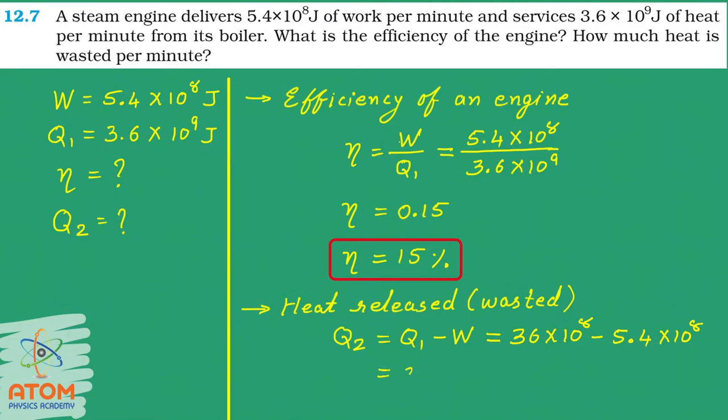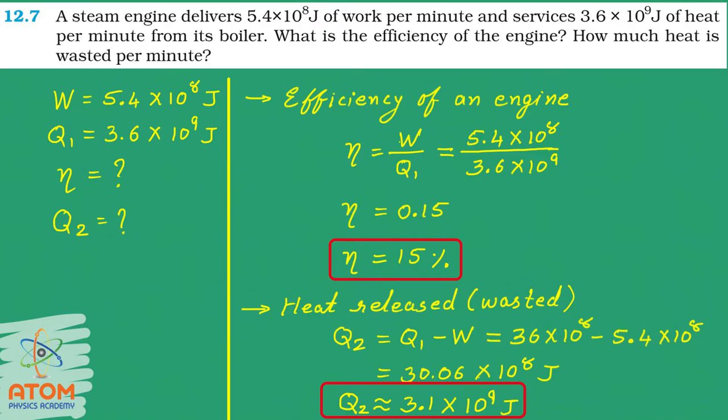This gives 30.06 into 10 raised to 8 joule, or you can also write that this will be nearly equal to 3.1 into 10 raised to 9 joule. So that is the heat wasted, that is Q2. And here is our second answer. Q2 is equal to approximately 3.1 into 10 raised to 9 joule.